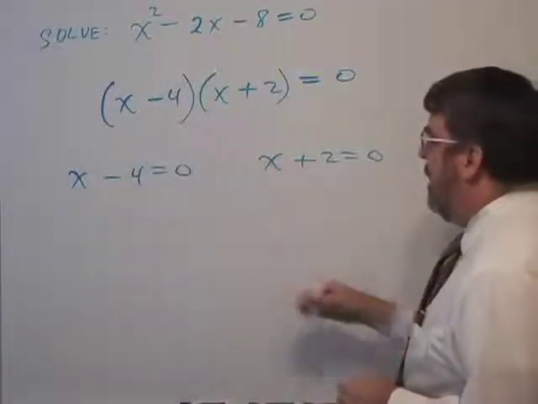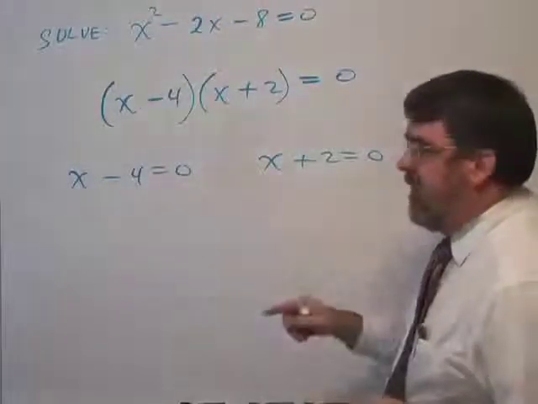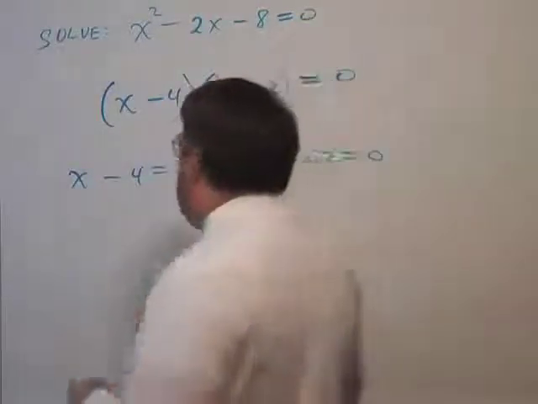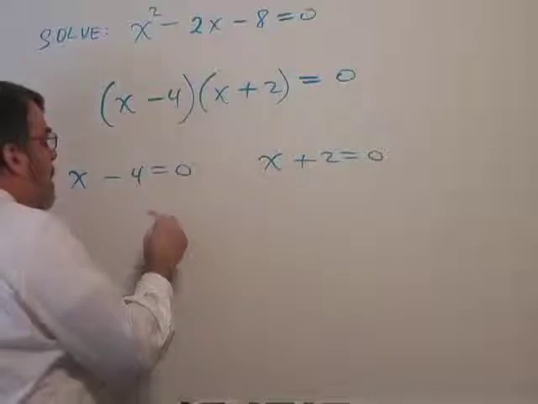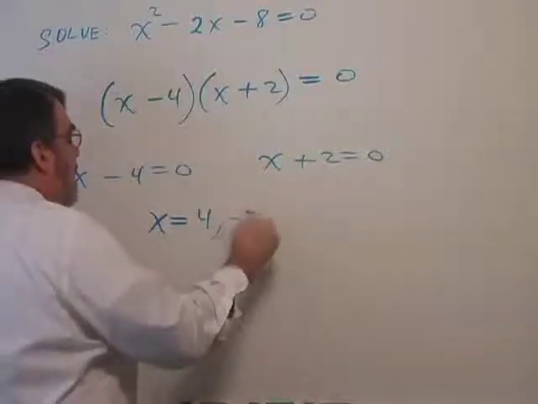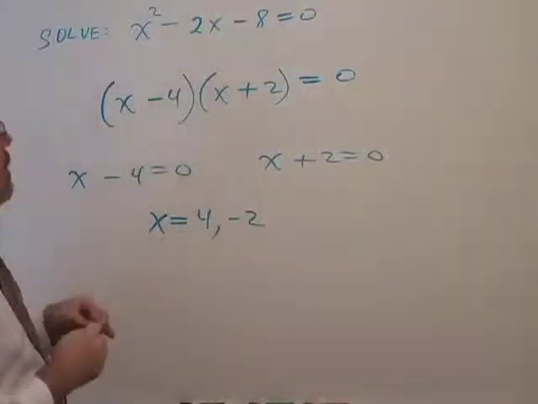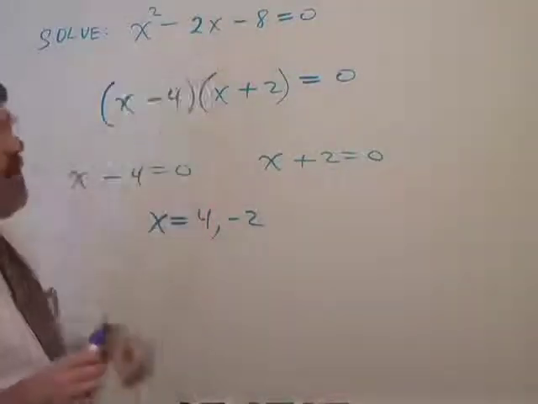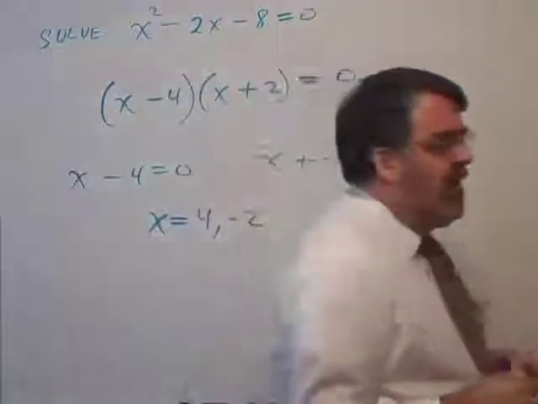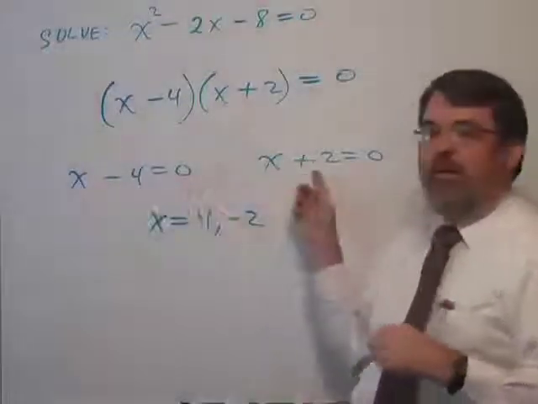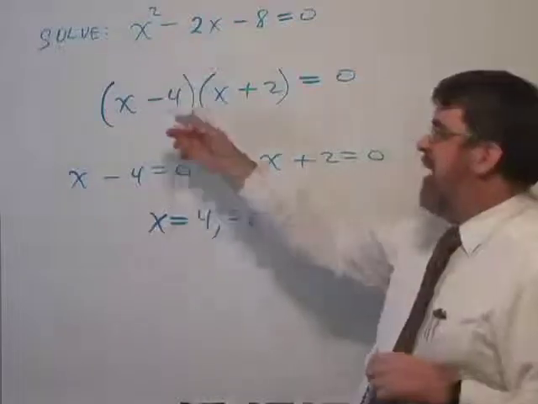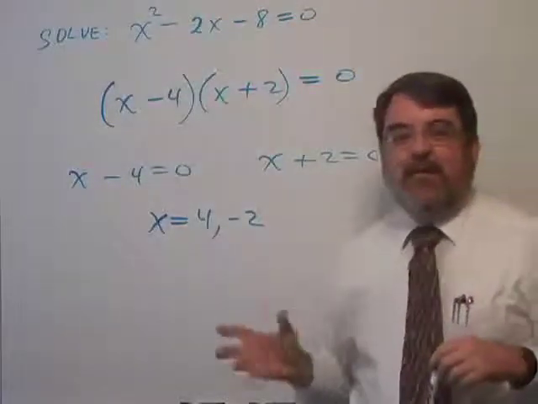And now here, if we solve for x, add 4 to both sides, I get 4. And here, if I subtract 2 from both sides, I get negative 2. So my answers are 4 and negative 2. So there we go. And it would be easy to check this. You could plug those back in. Normally, nobody screws up this part, coming down to here. And so the thing you want to check is the factoring. And that's where people make mistakes.